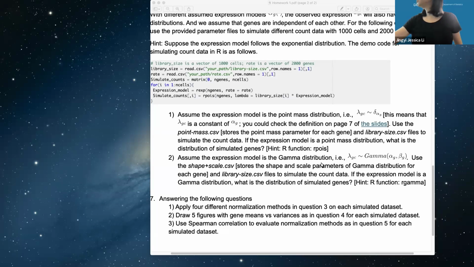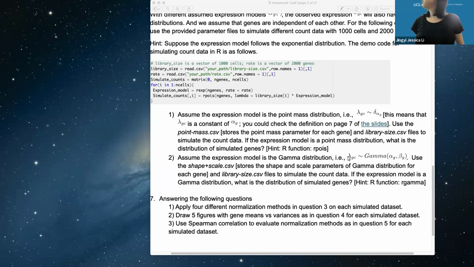Okay, and also just as a review, since we're here, compared to this one, the reason we designed the problem in this way is because when it's a point mass, lambda GC has no variation itself given G. But when lambda GC is from gamma(alpha G, beta G), pay attention that these 2 parameters are only specific to gene G. Then you have lambda GC with variation. So it's no longer a constant. Because of this variation, it will go down to your Poisson for generating the count.